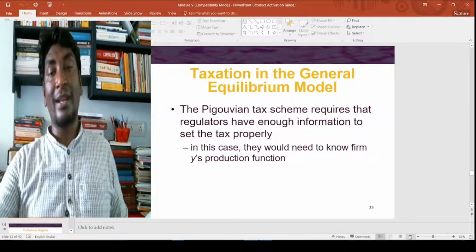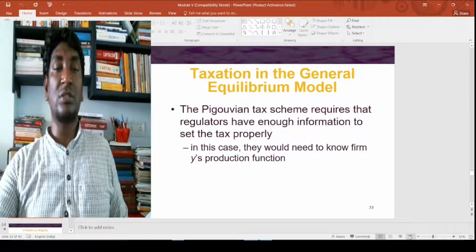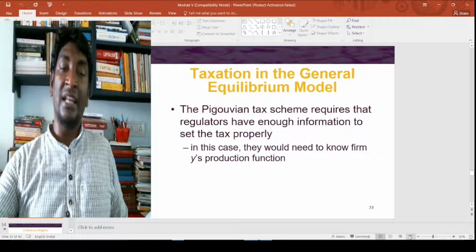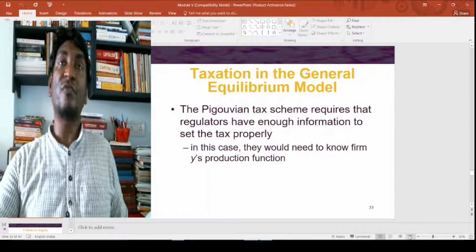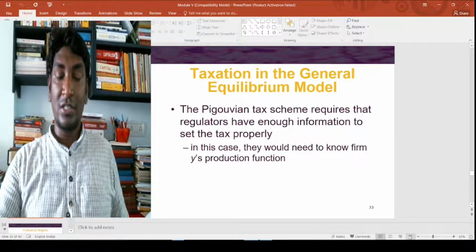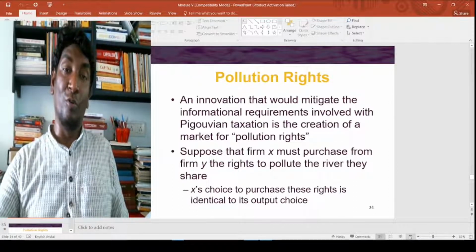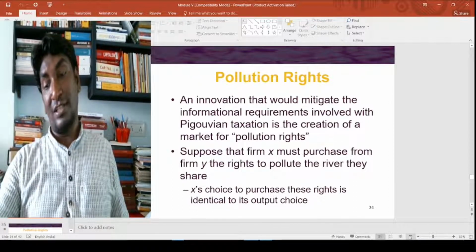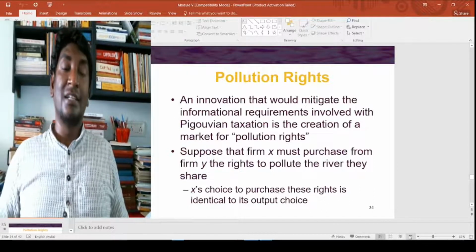So the Pigouvian tax scheme requires that the regulator have enough information to set the tax properly. In this case, they would need to know the firm-wise production function. So this is actually where the whole issue starts, because now you should know about this. This is something to do with the solution of the Pigouvian kind.